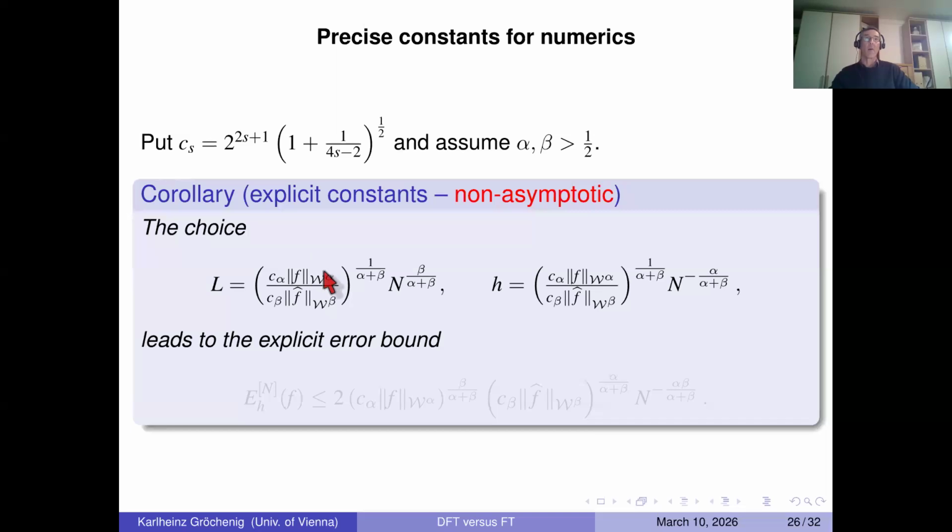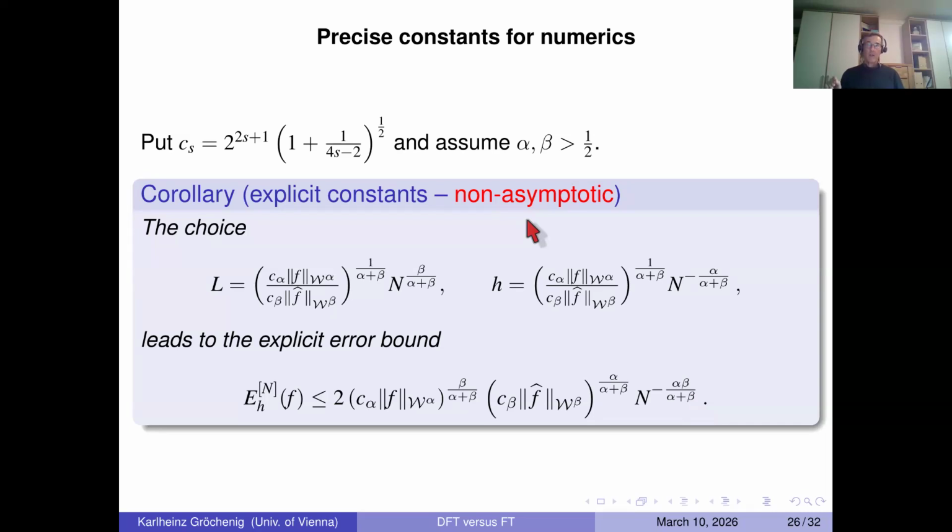If you assume that f is in the amalgam space with parameter alpha, and the Fourier transform decays and is in the amalgam space with parameter beta, you multiply these norms with these constants and choose correctly. Then L is not only of the order n to the beta over alpha plus beta, but with this precise constant; step size as well, it does not really matter. Then the error is just this here. So it's the same asymptotics, but the constants now depend in a precise way on the amalgam space norms of f and f hat. If you have some access to these constants, then you have a precise non-asymptotic error.